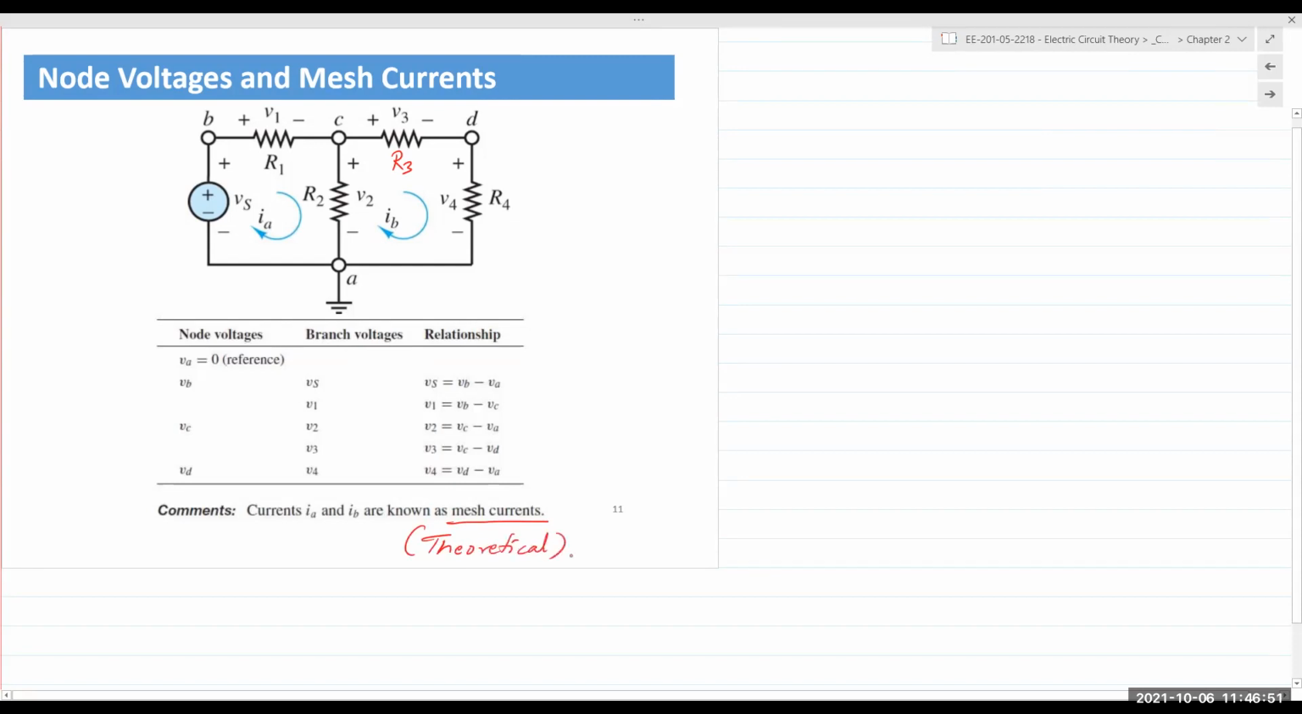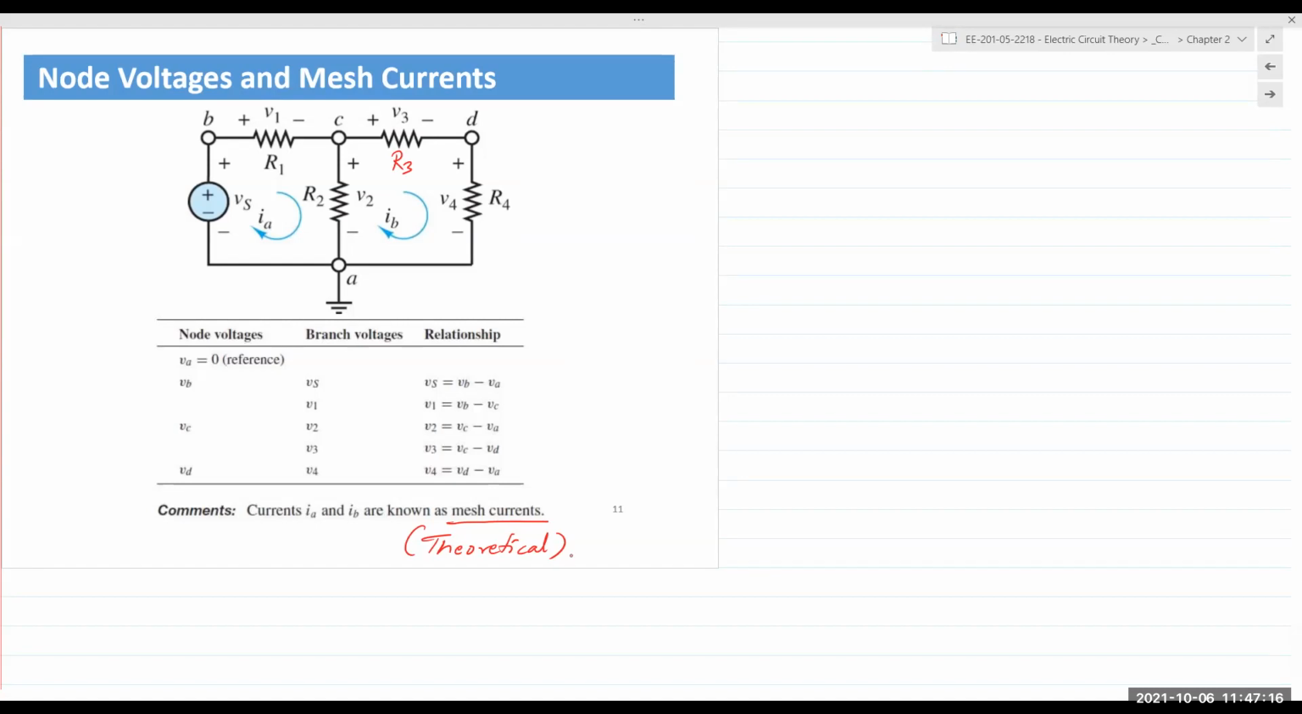And we will talk more about mesh currents when we get to MCA, mesh current analysis. Again, that won't be until next week, or maybe Friday perhaps. We won't look at mesh currents until then. But suffice to say, they are hypothetical, they are theoretical in nature. They do not exist in real life beyond what we need for analysis.